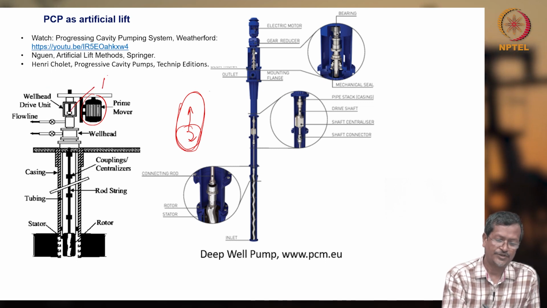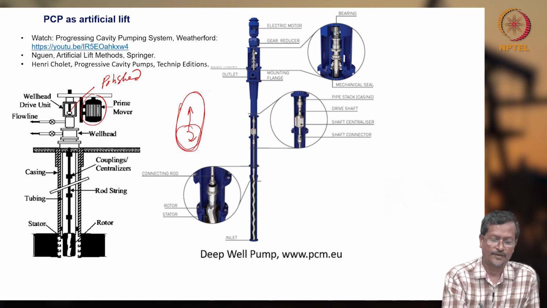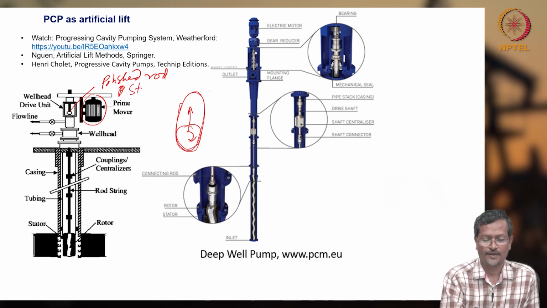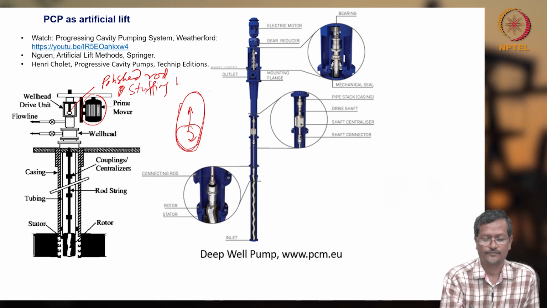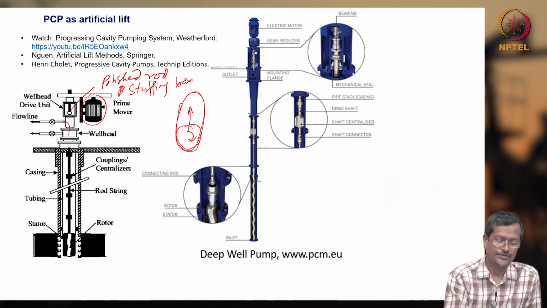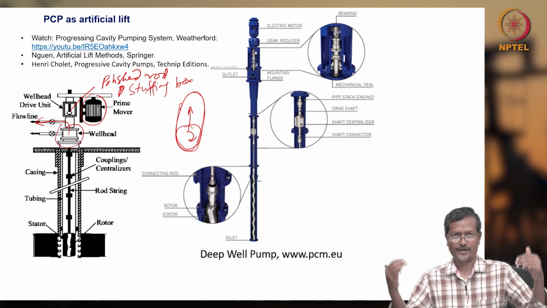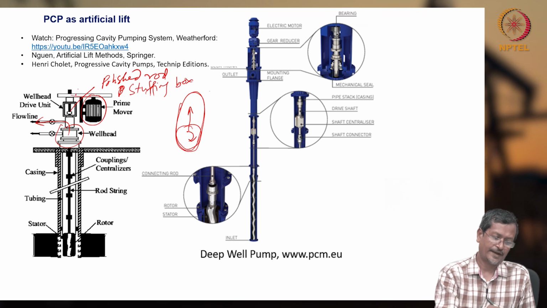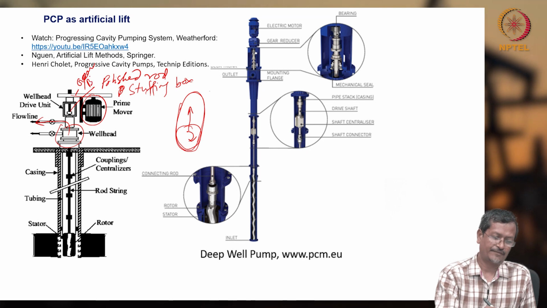So, there will be one polish rod, and this is called the stuffing box. Before the stuffing box you will have the flow line, okay, a T joint will be there. Then this is actually the wellhead, where through the wellhead you can access your wellbore. Then whatever power your prime mover is giving will be coming through your gear or belt drive.